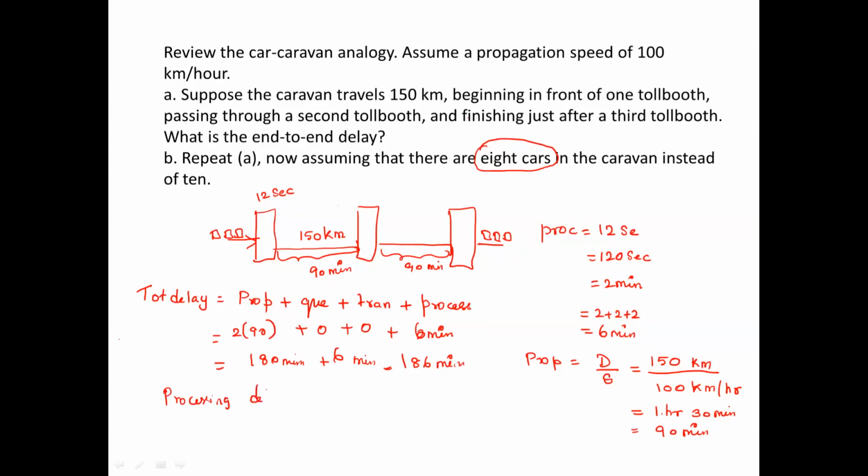Processing delay for 8 cars is how much? 8 cars. For each car, it is 12 seconds. So 8 into 12, that's equal to? Yes, very good. 96 seconds. Nice. Okay, so now find out the propagation delay.